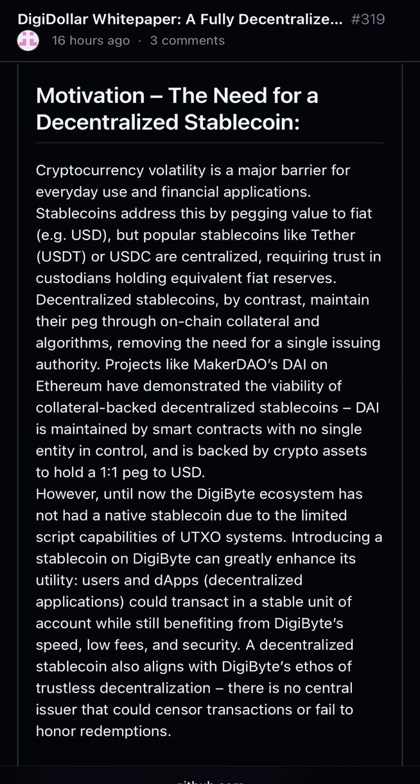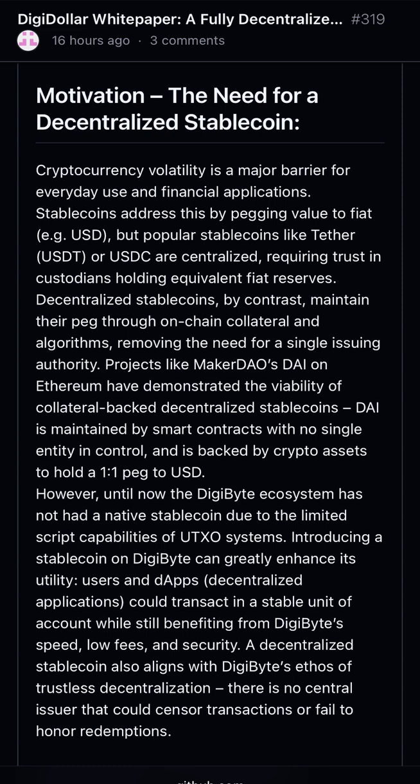Motivation: the need for a decentralized stablecoin. Cryptocurrency volatility is a major barrier for everyday use and financial applications. Stablecoins address this by pegging value to fiat, e.g., USD, but popular stablecoins like Tether, USDT, or USDC are centralized, requiring trust in custodians holding equivalent fiat reserves.